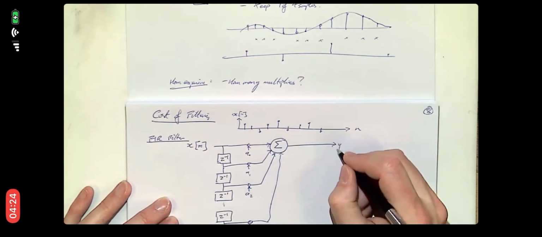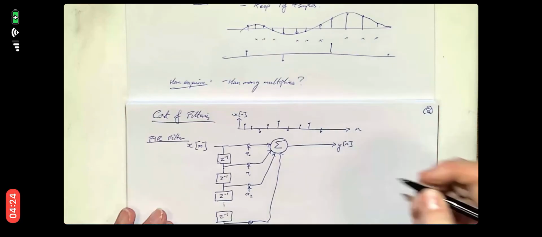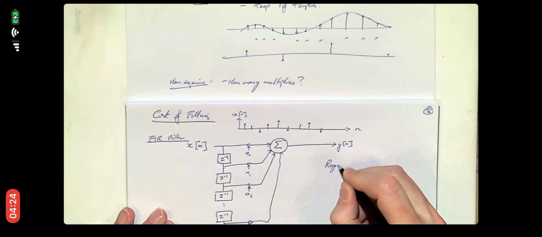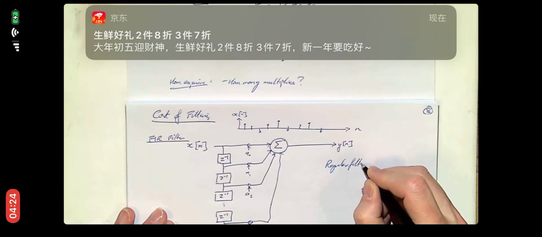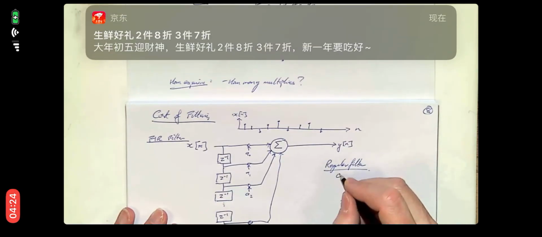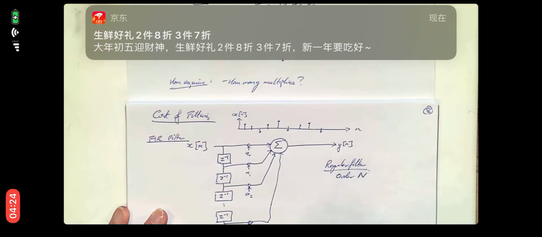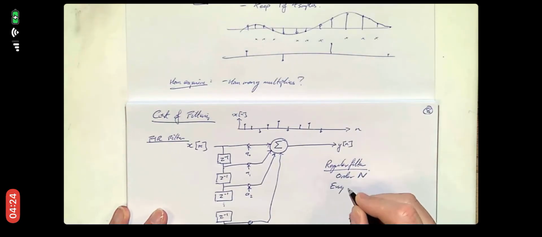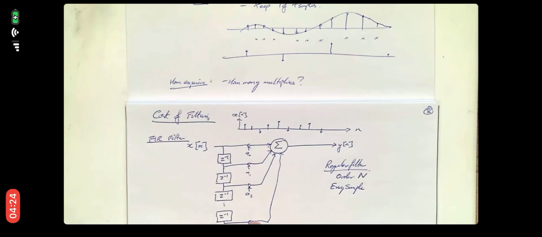And this is going to give us our y of n. So this is a regular filter, order N. So every sample needs how many multiplies? We've got N items down here. We need to multiply by each one of these things and add them up. So how many multiplies do we need per sample? Yeah, every sample needs big N multiplies.